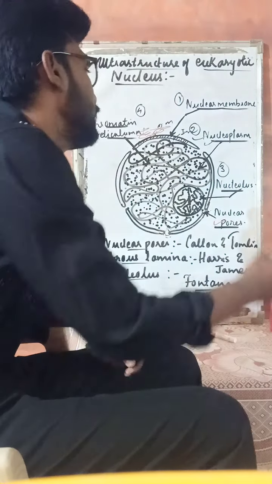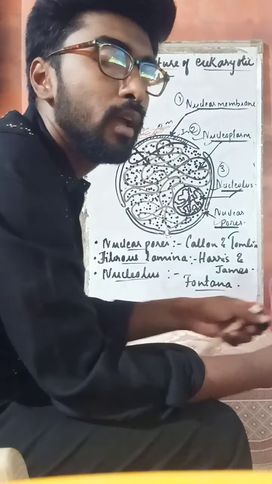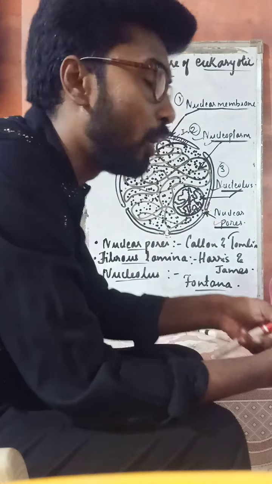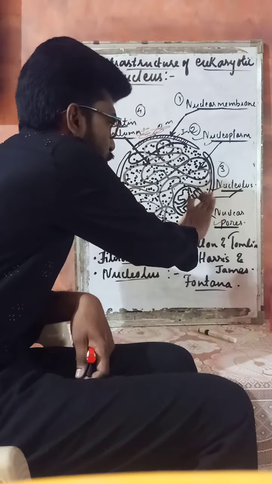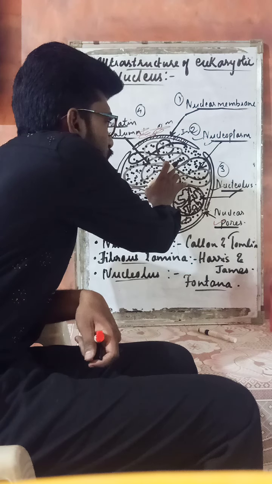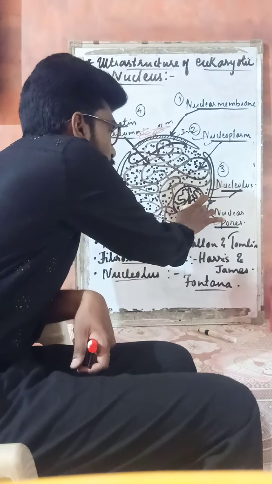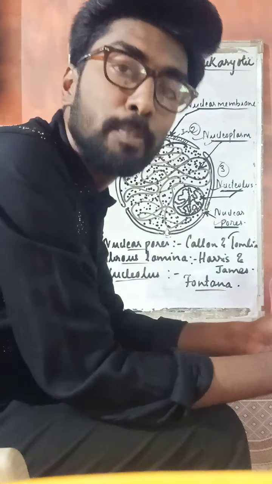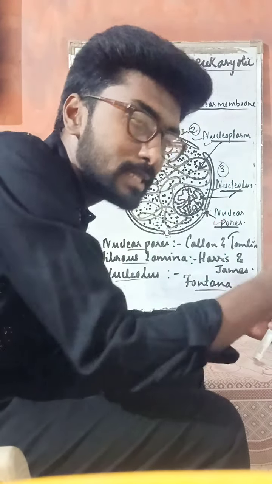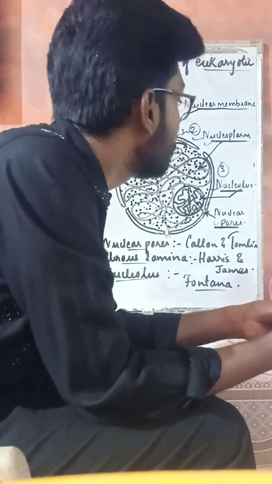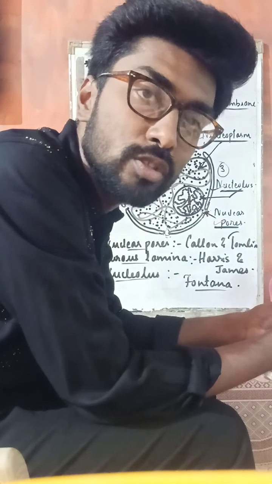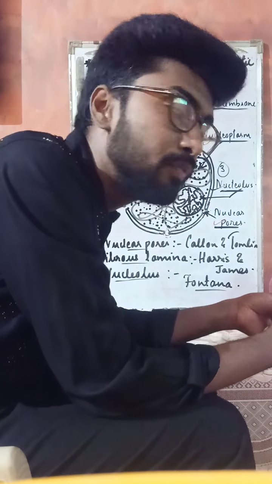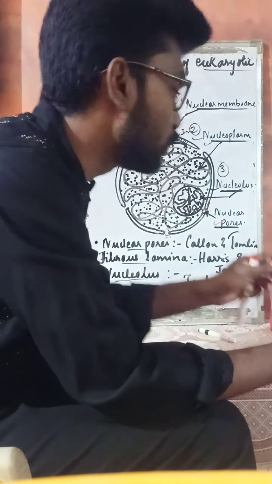The third component, nucleolus. Nucleolus is a small spherical acidophilic body present at the periphery of the nucleus. Is it present at the center of the nucleus? No, it is present at the side, the corner, that is the periphery of the nucleus. So it is generally a spherical, acidophilic body present at the periphery of the nucleus. Nucleolus was discovered for the very first time by the scientist Fontana.